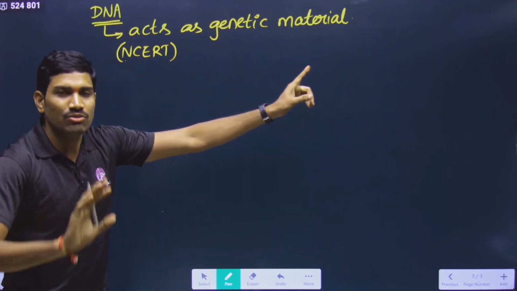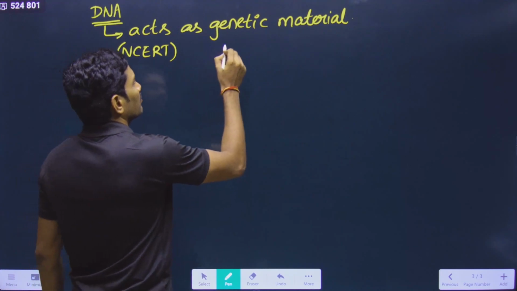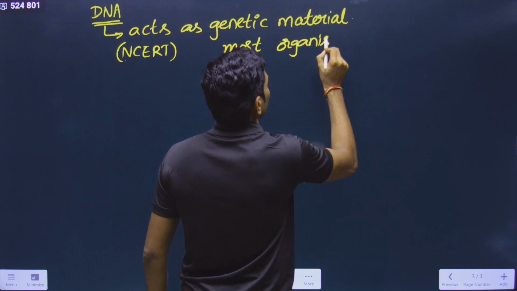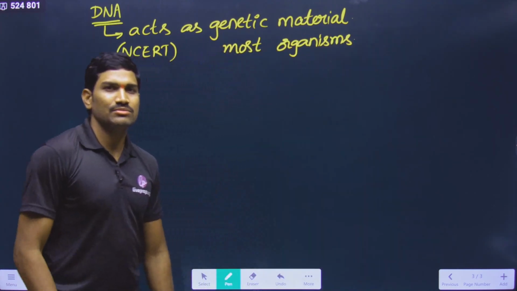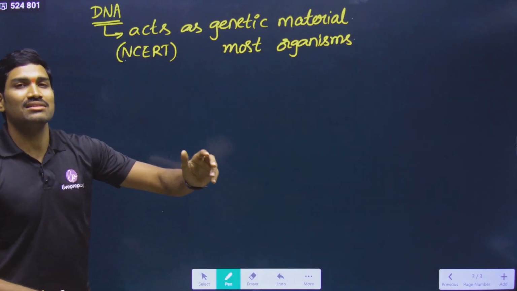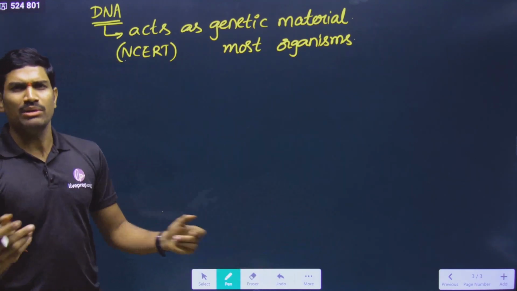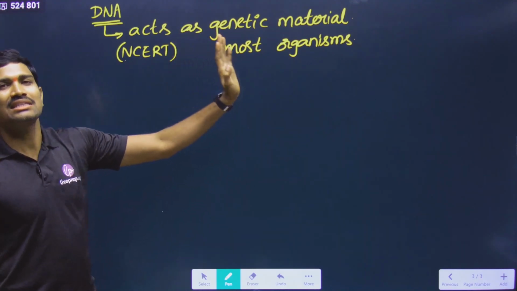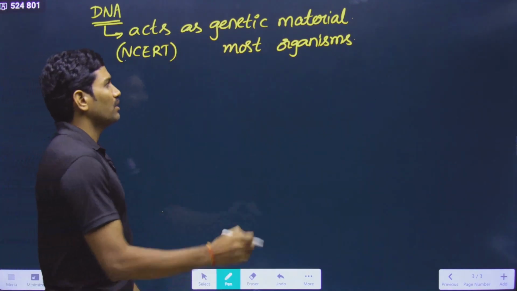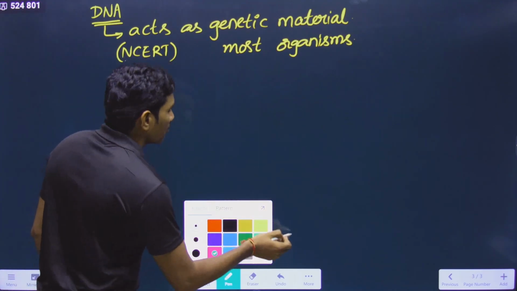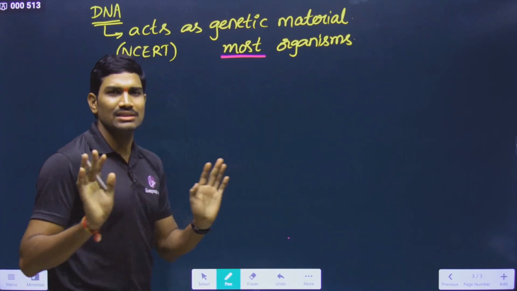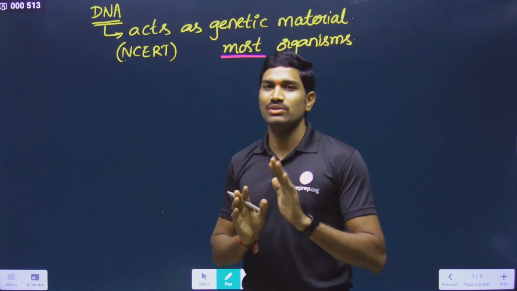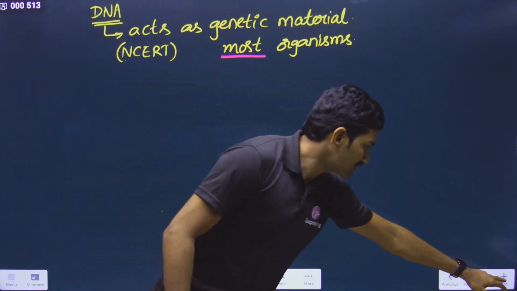DNA acts as genetic material, good. But in which organism? If you observe NCERT, they say most organisms, in most of the organisms. In another sentence, they said majority of the organisms. The meaning is the same. In the majority or most of the organisms, DNA is the genetic material. Clear? Now my question is, what is this most? Most, they said, correct. But what will actually come under this most? This is the point that you need to observe very carefully. For this explanation, I will give it in the next slide.